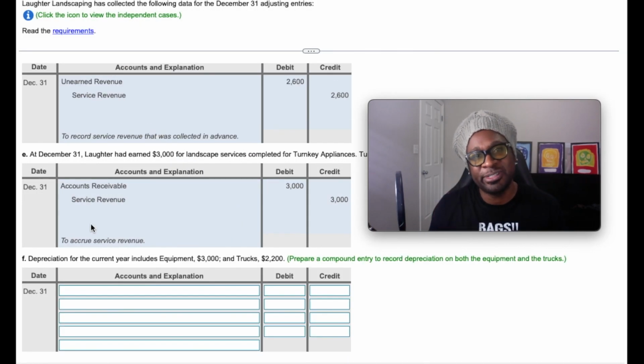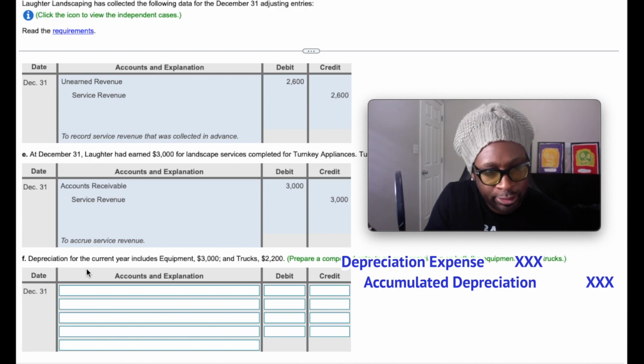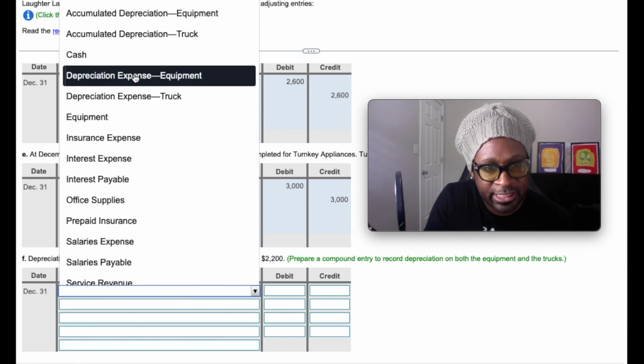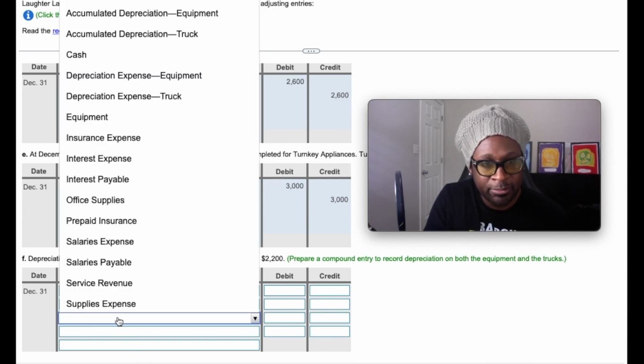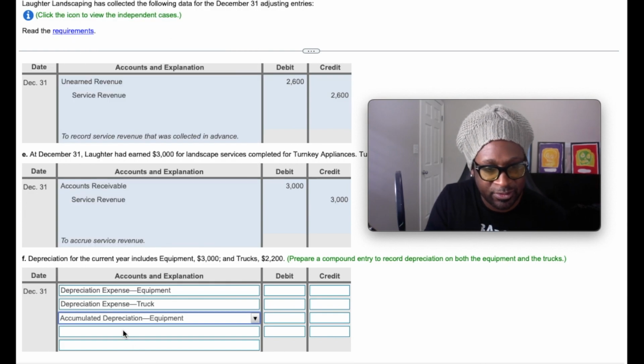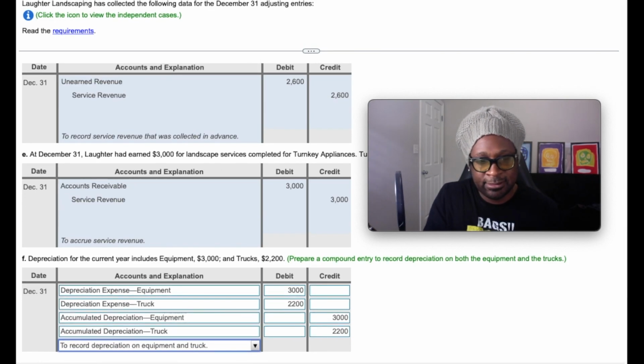Next, depreciation. Now, what I love about depreciation, I almost don't have to read the entire sentence because we already know anytime you depreciate an asset, you're going to debit depreciation expense and credit accumulated depreciation. All we need to know is what type of assets they are and the amount. So as we can see, we depreciated equipment and trucks for $3,000 and $2,200 respectively. So we're going to debit depreciation expense for the equipment and the truck. We're going to make a compound entry, and we're going to credit accumulated depreciation for the equipment and the truck as well for the correct amounts. We're going to check the answer.